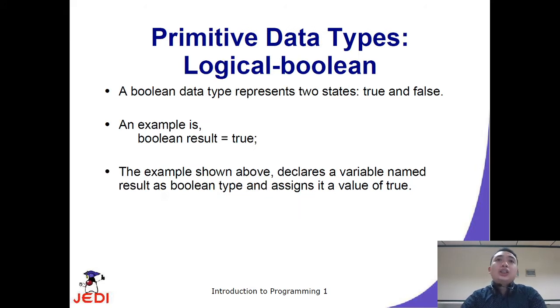First is the logical boolean. Logical boolean is used for conditional statements and for representing the result of evaluating conditional statements, which are basically true or false. An example of a declaration is the keyword boolean, the data type, and then the name of the variable, which is result, equals true or false. Take note that the boolean data type can only accept 2 states or 2 values, which is true or false.